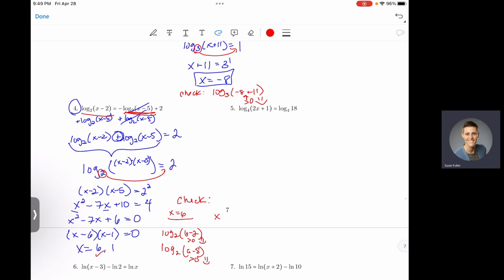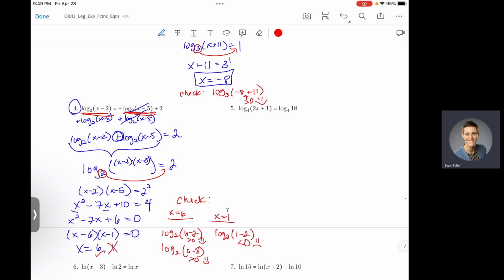And I also have to check x equals 1 in each of these logs. So if I start with this log on the left, I get log base 2 of 1 minus 2. 1 minus 2 is negative 1. That is not greater than 0. That's less than 0. I have a negative inside a log. That means I have to get rid of that solution. And that means that the only solution that I have for this problem is x equals 6.